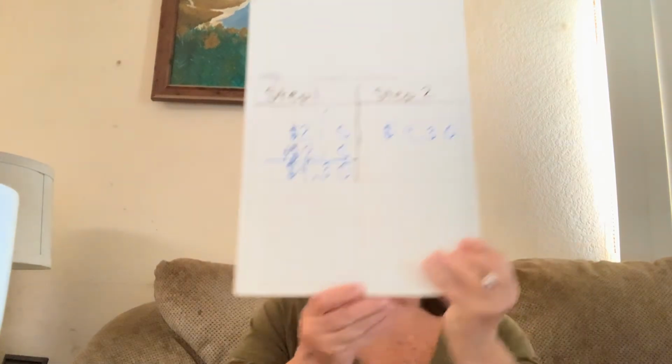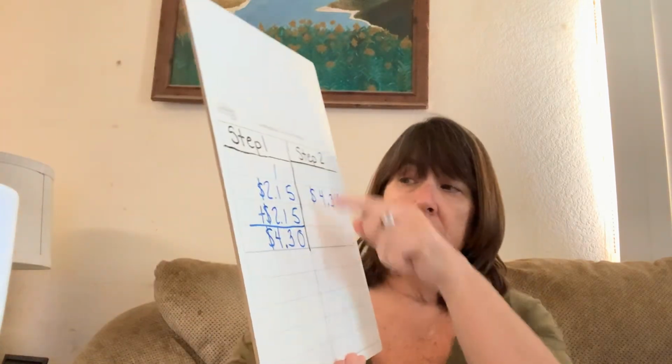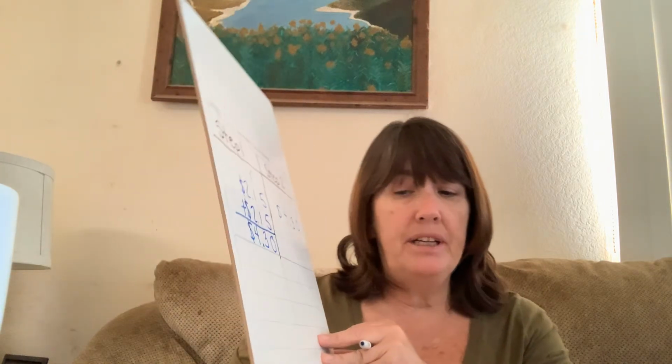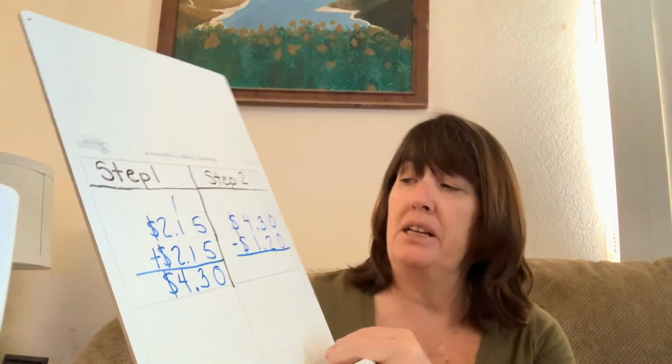So where it says step 2, we're going to write $4.30. Now if you want to draw a line down so it separates, go for it. Now we need to subtract how much he spent on juice. So that's $1.20 minus $1.20, because we need to find out how much he has now, and this is how much he's spending.